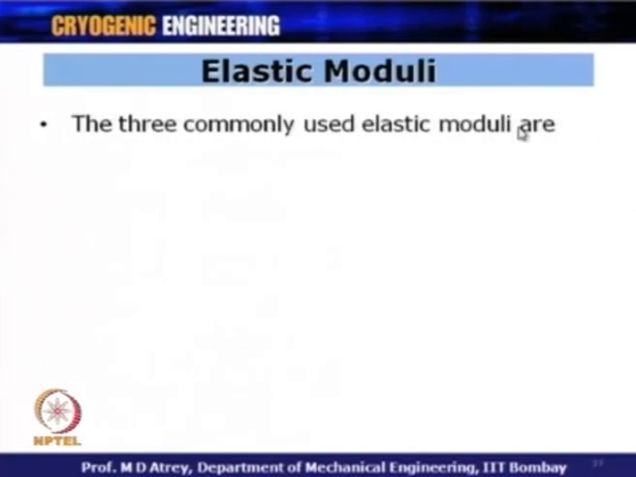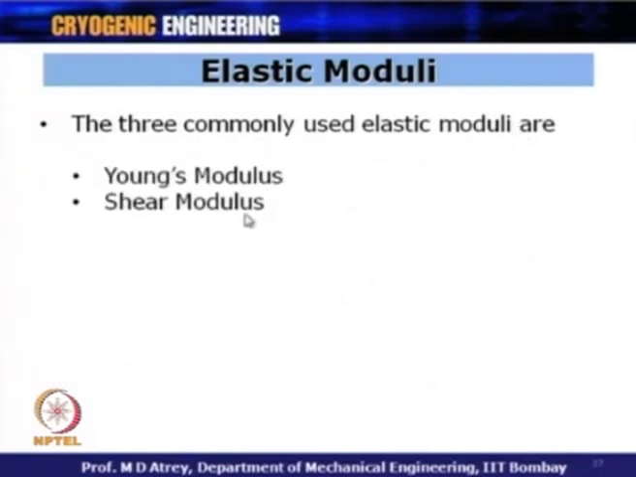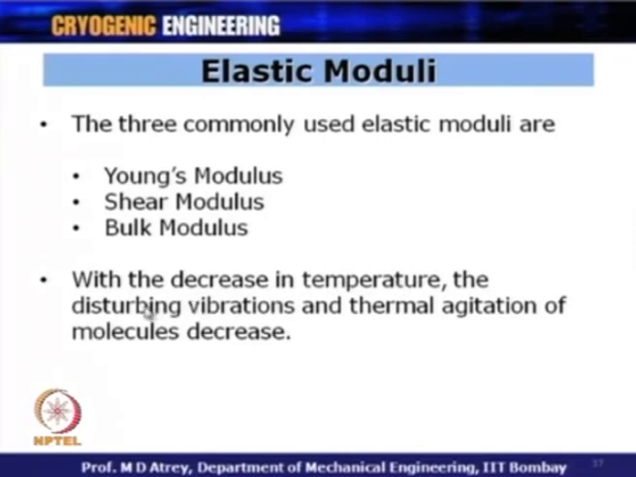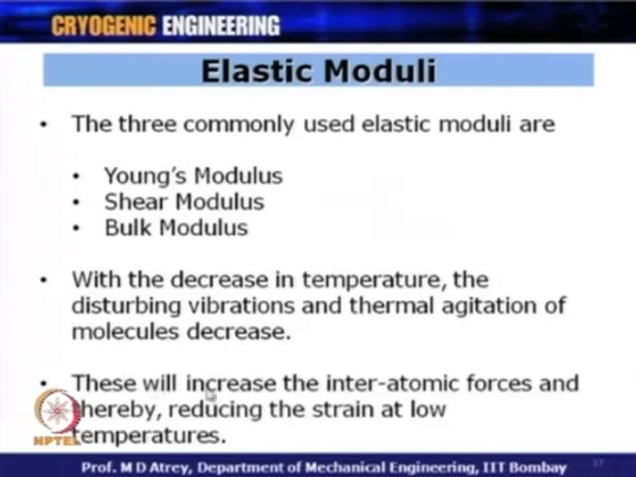The next property is elastic moduli. The three commonly used elastic moduli are Young's modulus, shear modulus and bulk modulus. Let us not go into the definition of all these moduli, but we have studied the Young's modulus for tensile stress as shown in the earlier curves. With the decrease in temperature, the disturbing vibrations and thermal agitation of the molecules decrease. This is what we studied, because they all depend on the temperature of a material. At lower temperature, the vibrations and thermal agitations will be less. These will increase the interatomic forces and thereby reduce the strain at low temperature. What we mean to say is that at lower temperature, the interatomic forces will be higher and therefore, the strain induced will be low.